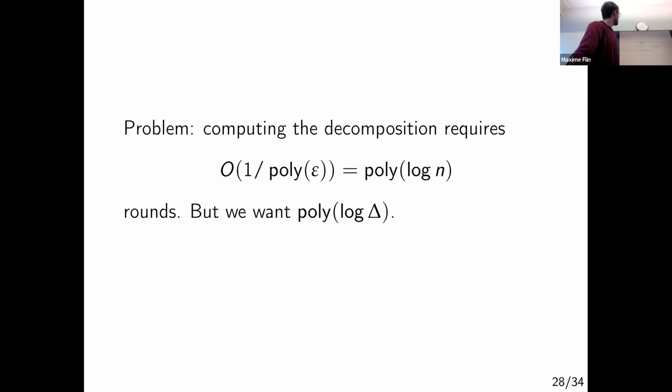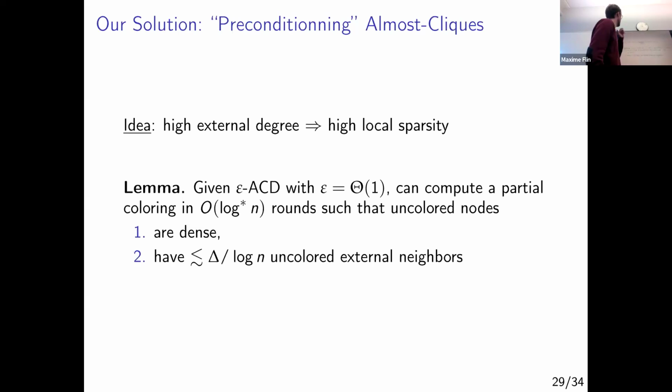Okay. Yes. So as I said, you can't really pick epsilon this small. The reason is that it also causes problems everywhere in the algorithm. So what we do instead is a kind of preconditioning, or pre-processing. The general idea is that if you have a high external degree, you are also sparse. And it's very easy to see why this is true.